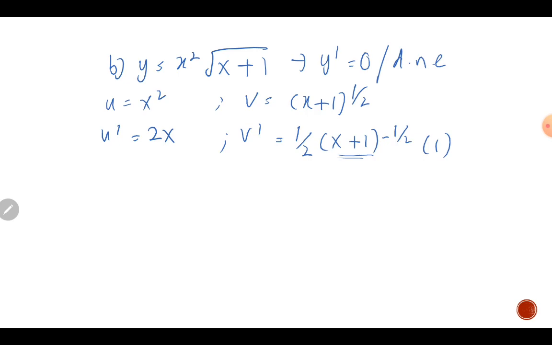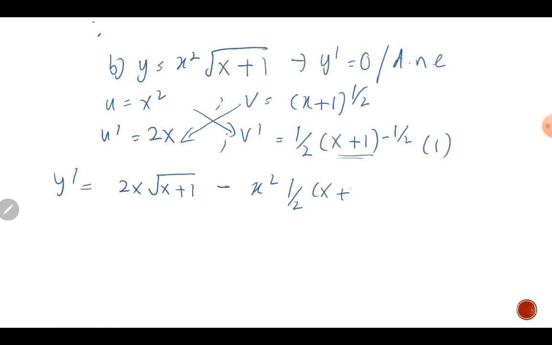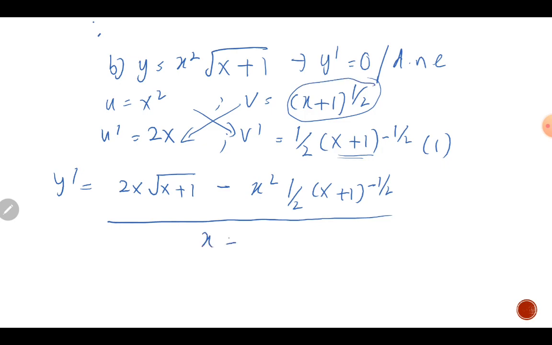Okay, so y prime dia sama dengan vu prime minus uv prime over v square. So you have 2x square root of x plus 1 minus x square dengan 1/2 x tambah 1 kuasa negatif 1/2 over v square. This is v square, so x tambah 1 kuasa 1/2 square.